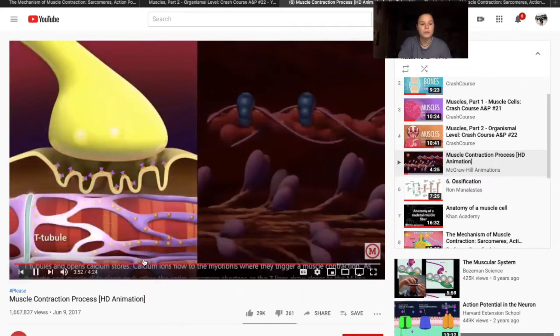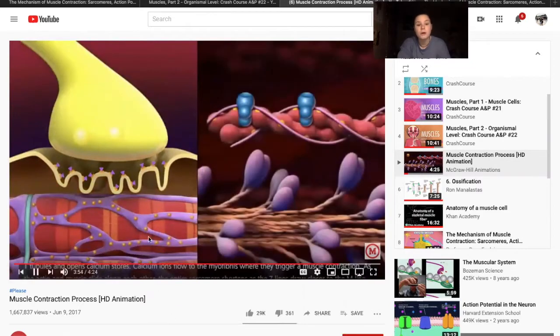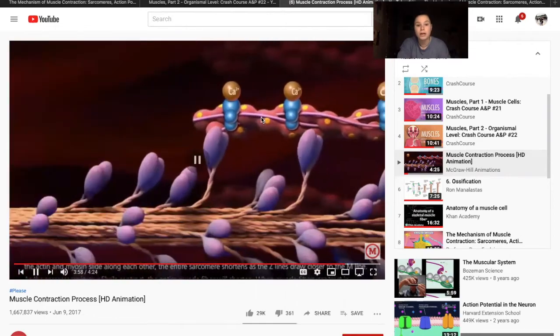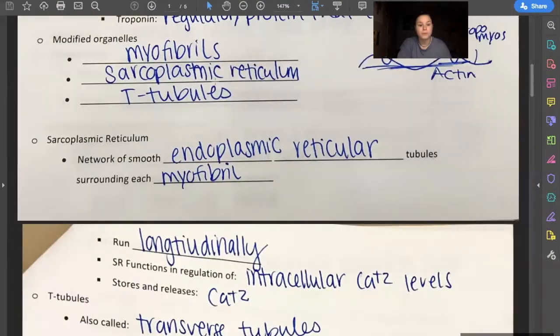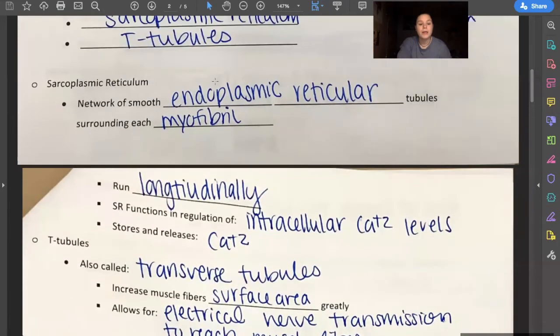The T-tubule goes to the sarcoplasmic reticulum, which then releases this calcium, which is why it's so important. Then we have the T-tubules, also called the transverse tubules. These allow an increase in surface area. These run up and down, which I think is longitudinally. This allows for the electrical nerve transmission to reach the fiber.